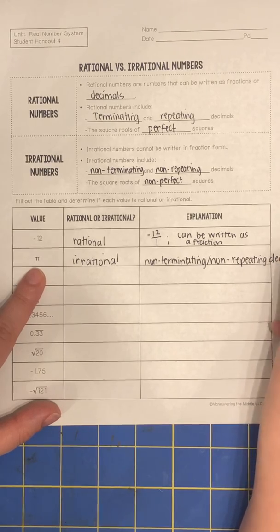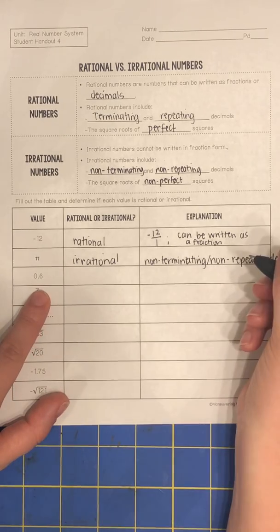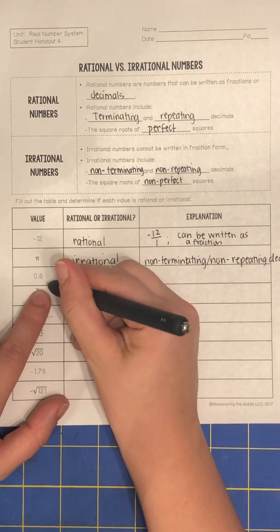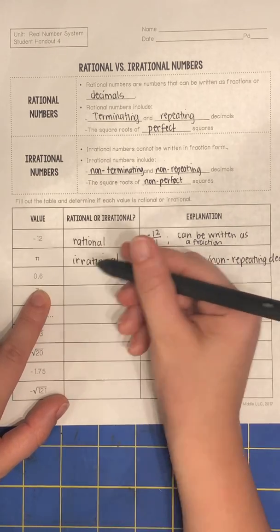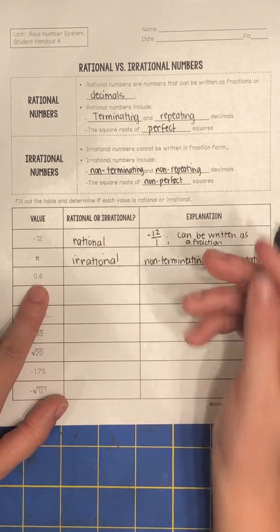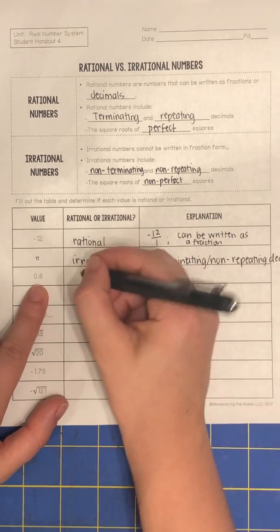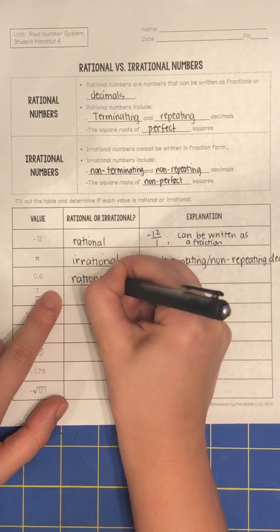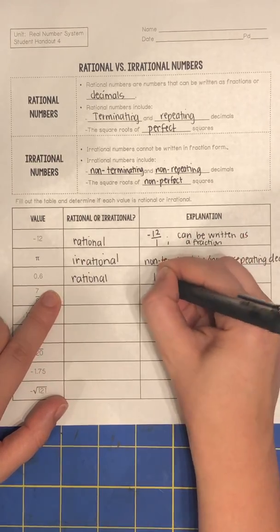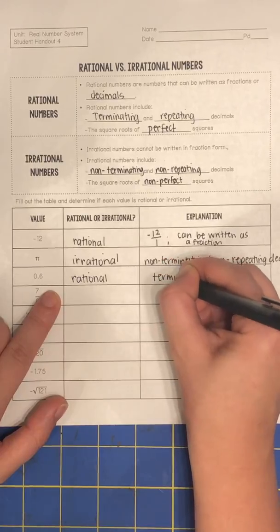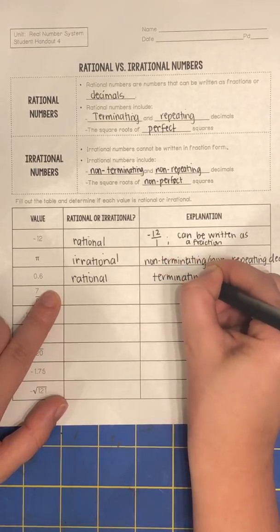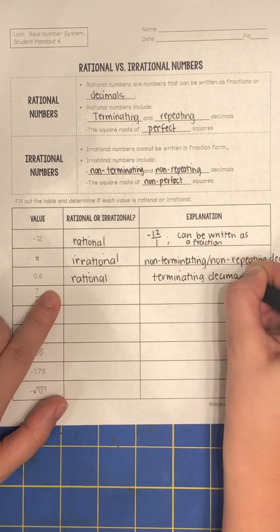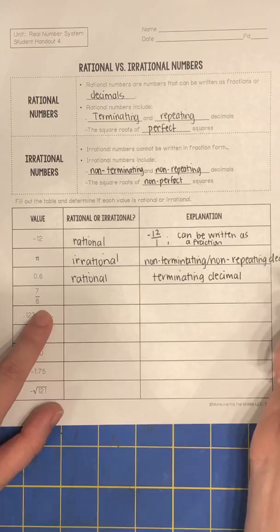Next is the decimal 0.6, 6/10, because there's no line over it and there's no numbers after that. This is a terminating decimal, meaning it stops right after the 10th place. So we would classify that as a rational number. It is a terminating decimal, meaning it stops.